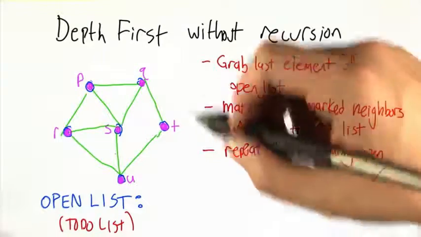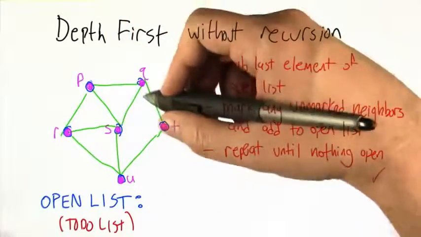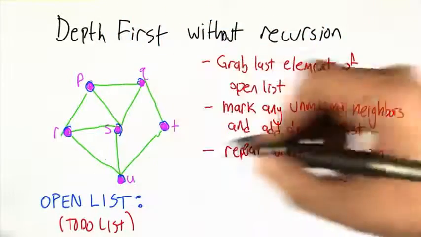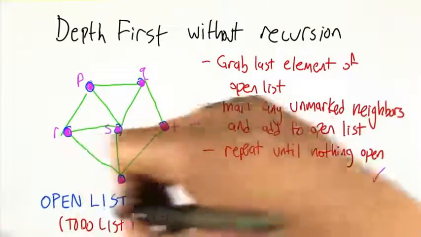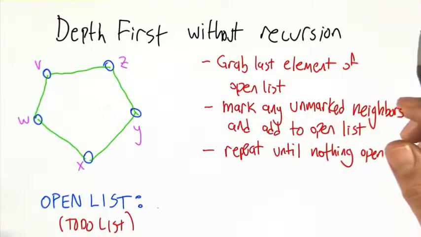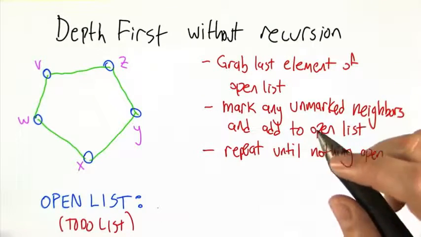Ta-da! This procedure performs just like depth-first search. It goes through and adds nodes in an order that has to do with diving deeper and deeper into the graph. But it does it without any recursion. Instead of recursion, it just has this open list to keep track of things. All right, here's another graph that we're going to search, and this is going to help us illustrate the difference between depth-first search and breadth-first search.